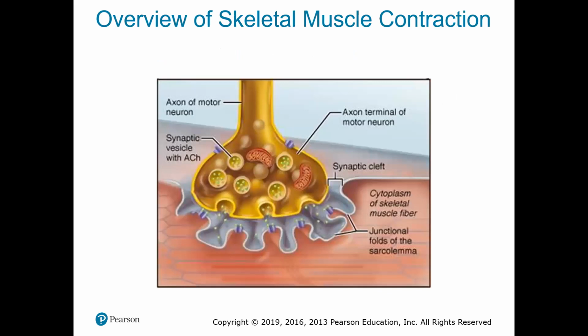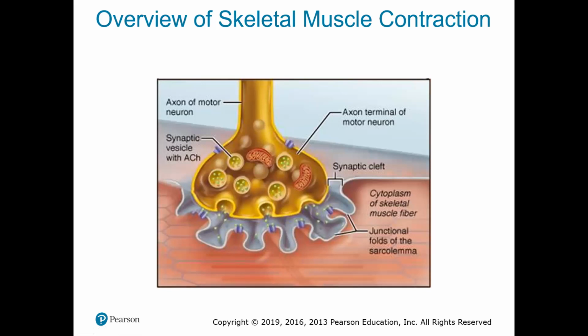So it looks something like this. Here we see the axon of the motor nerve coming down here. This bulge is the axon terminal right here. And these little round things are vesicles, bubbles, containing acetylcholine. This is the synaptic cleft. This is the gap between the axon terminal and the muscle cell. It's just filled with interstitial fluid in here. And this is the motor end plate down here. The motor end plate is folded to increase the surface area.